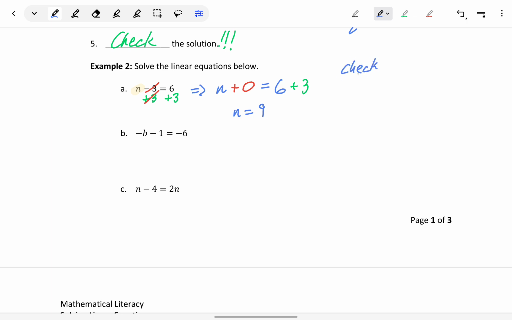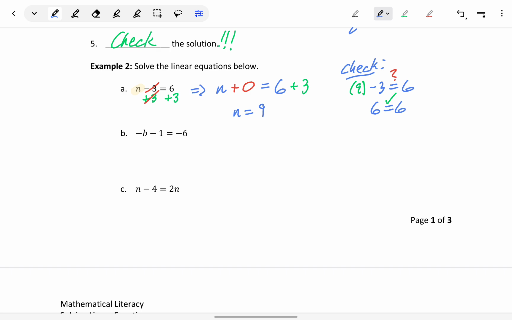Then, as I emphasized, we want to check that we have the correct solution. To do that, we'll take that value of 9 and substitute it into the original equation, giving us 9 minus 3 is equal to 6. And again, that's that question, is this a true statement? In this case, we get 6 is equal to 6. As long as we end up with a true statement, then we know we found the solution to our equation.